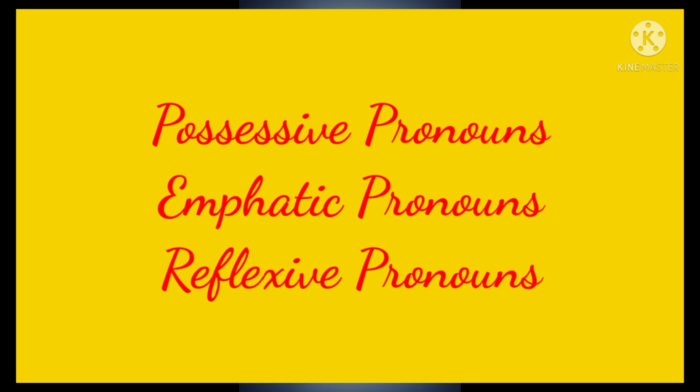Three more types of pronouns are included in or derived from personal pronouns. Means it's almost similar. That means we will feel that they come or derive from these personal pronouns like I, we, you, he, she, it, they, or them, me, us, etc. Which are they? They are possessive pronouns, reflexive pronouns, and emphatic pronouns. We will see them in detail.